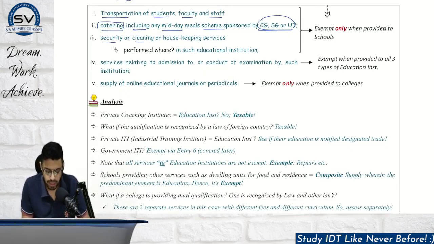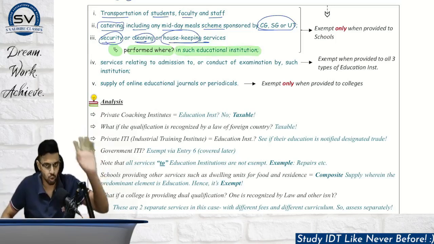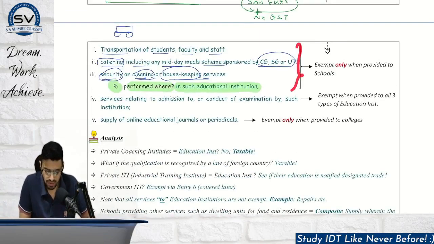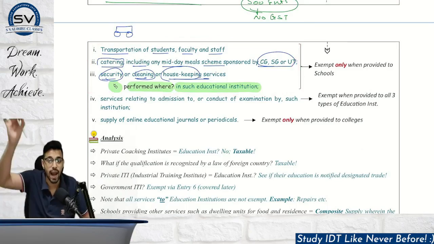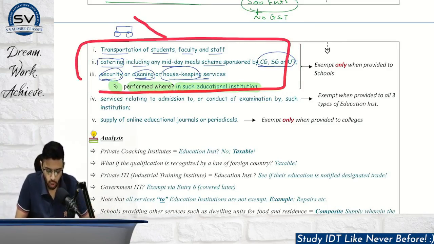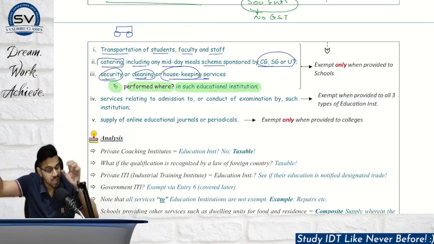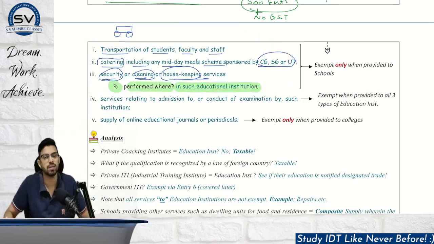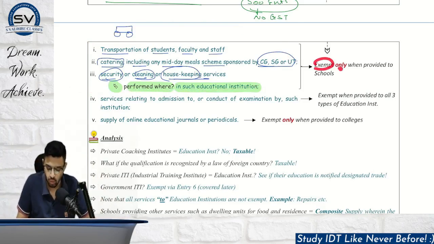Next, security, cleaning, housekeeping. This is amply clear, self-explanatory. Security, the guards which are being provided, cleaning, housekeeping services which are provided. But a very, very important point to note is that the exemption will be only when these kinds of services are performed in such an educational institution. Now let's understand two points. Point number 1. These three services are exempt only and only and only when provided to schools. If these services are provided to a college or vocational training institutes, they are educational institutions, but these services are not exempt.